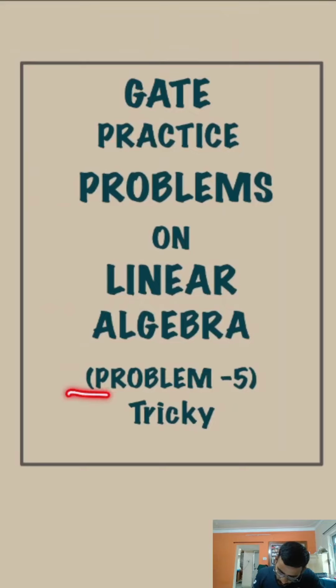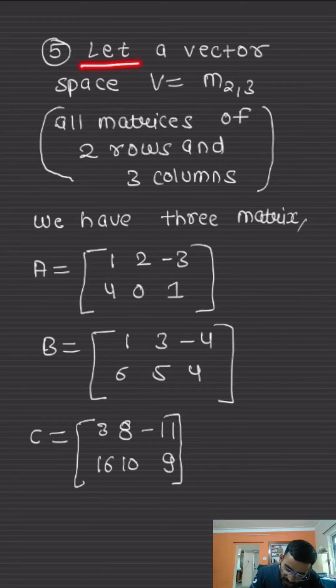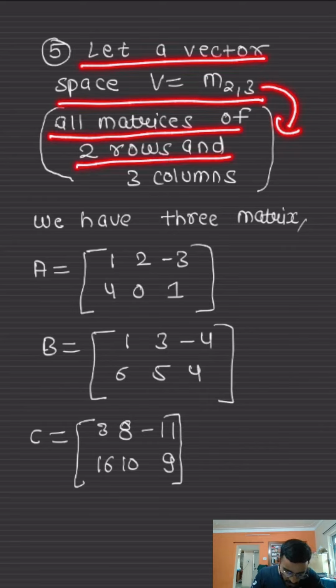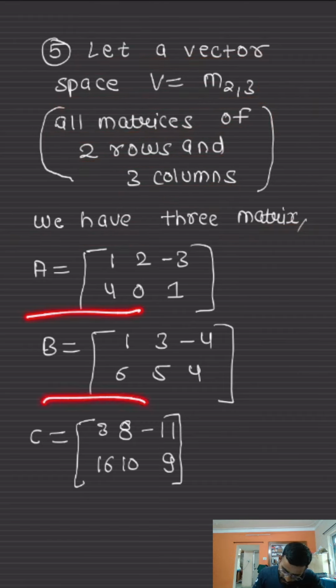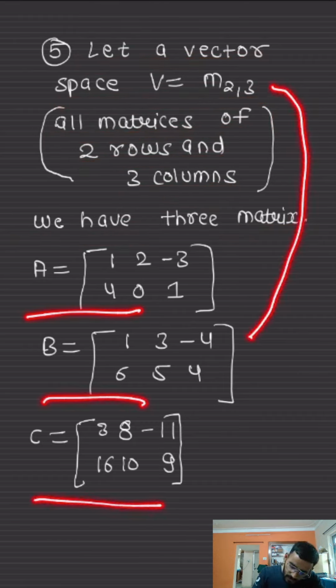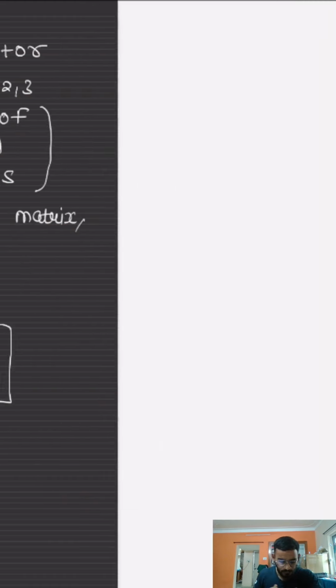This is problem number 5, which is a tricky problem. So the problem is that a vector space V is equal to M23, where M23 is the space of all matrices of 2 rows and 3 columns. And we have 3 matrices, A, B and C, all belonging to this space M23.